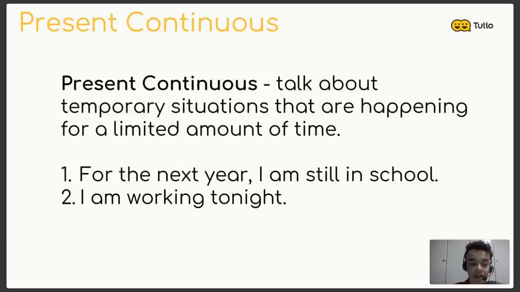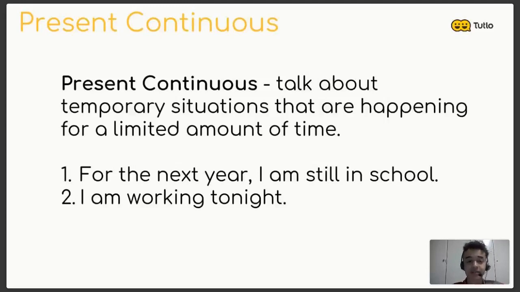And then he is done with school, right? It's only for the next year. Now, number 2 says, "I am working tonight." Why is that sentence in the present continuous tense? Well, to answer that, it's because tonight is a temporary situation and it only happens for a certain amount of time, right? It doesn't happen all the time. He's only working tonight. He doesn't work every single night. It's a temporary situation, all right?